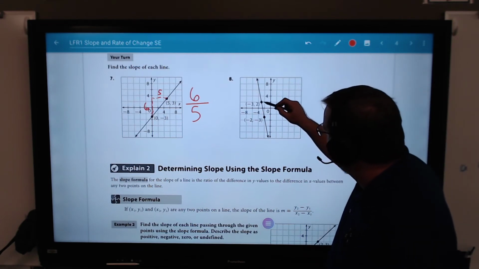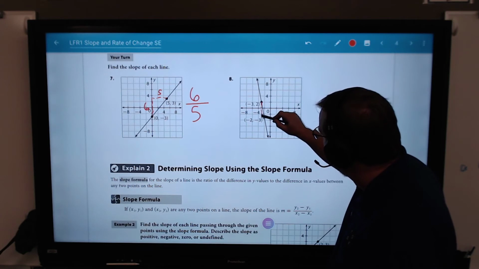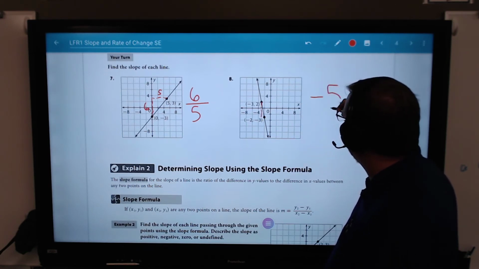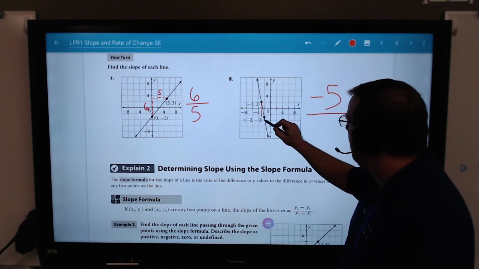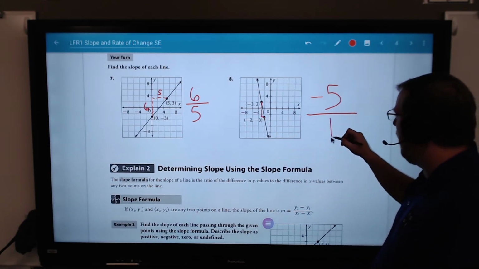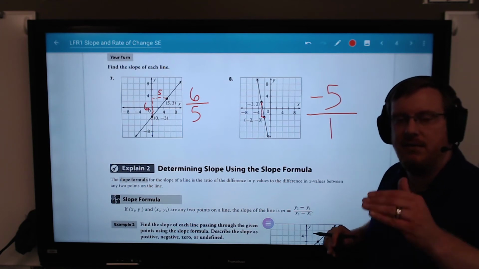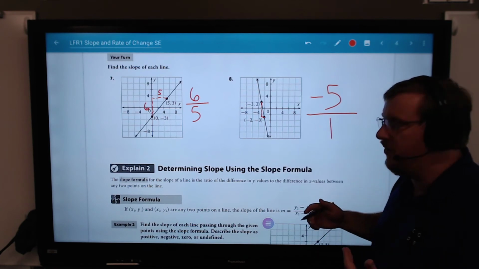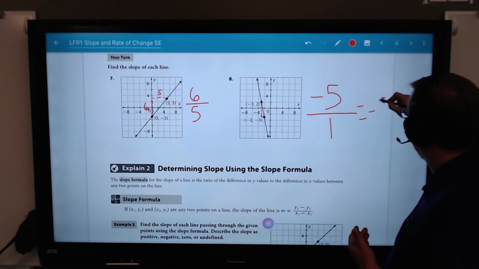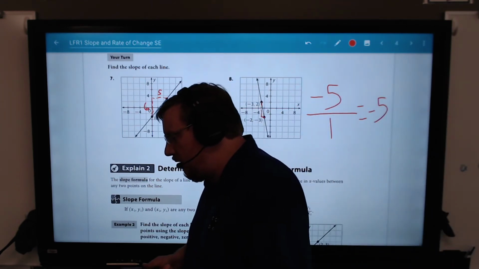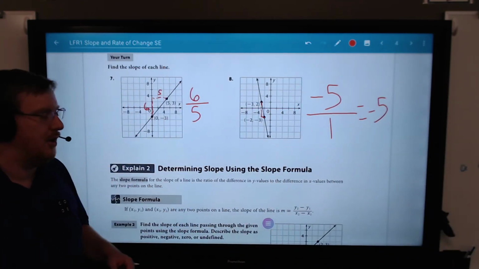Let's see, I start at positive 2. I go to negative 3. So I've gone down 5. Down 5. And I go from negative 3 to negative 2. So I go right 1, a positive 1. And negative divided by a positive is a negative. So that's good. We got our negative. And that 5 divided by 1 becomes negative 5. Our slope is negative 5. Now, you're saying, Mr. Brayman, got all that. We're all good to go.